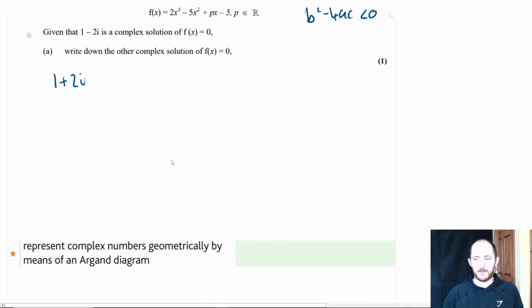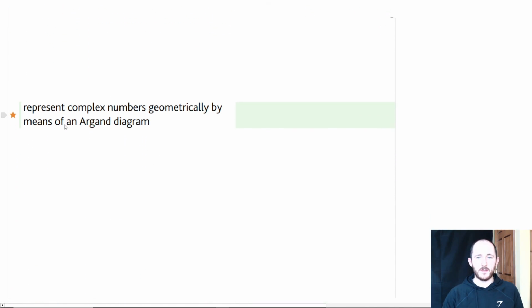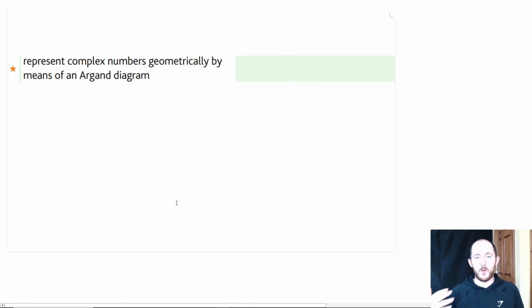And that is it for part 1 of complex numbers. We've already done this, representing numbers geometrically by means of an Argand diagram. So that is the last thing we need for part 1, but there is a part 2 for complex numbers where things get a lot more spicy. But we're going to handle that in the next video. For now, try and consolidate what you know, and I'll definitely see you in the next one.